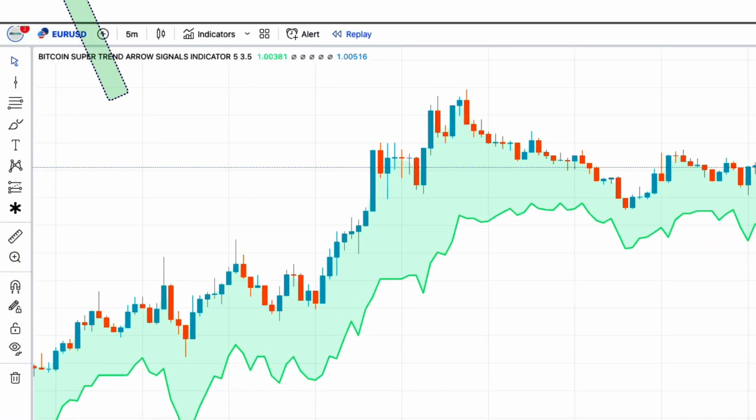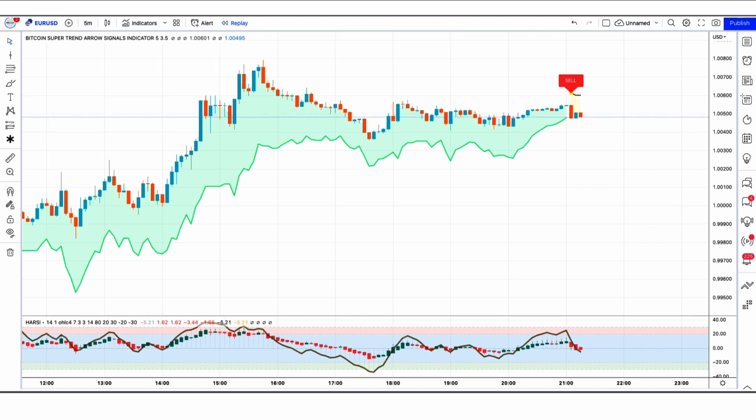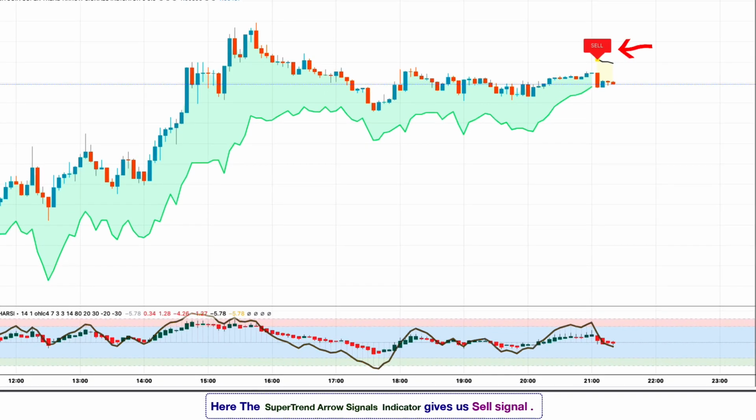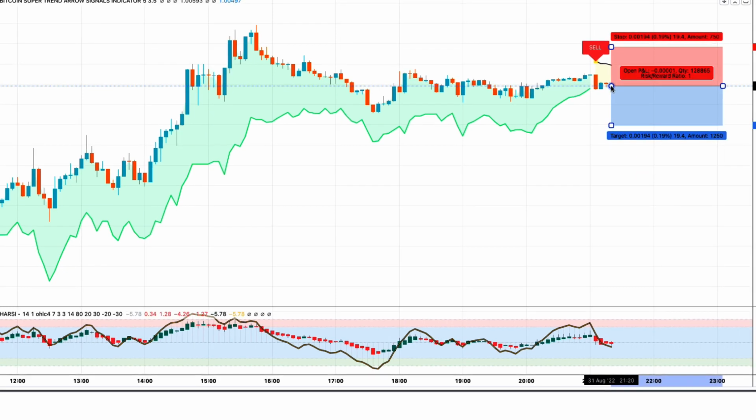First of all, we open 5 minutes chart of Euro USD. Here the super trend arrow signals indicator gives us sell signals. The market is from S2 bearish candle for confirmation. The Heiken Ashi RSI oscillator is below the zero level and red candles. So all our conditions are being fulfilled, so we are placing an order to sell.